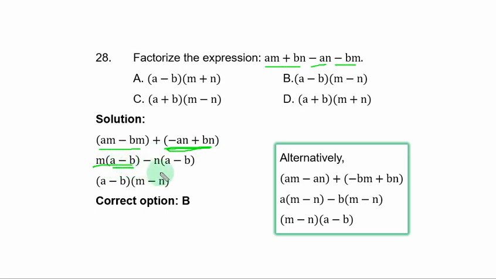What you have here must be the same as this. As such, you need to factor out minus n from here. You factor out minus n and divide through by minus n. You have a minus b. Clearly, a minus b is common, and you have m minus n. You can also do it this way by considering the first and third term to be one group and the fourth and second term as another group. If you factorize, you have the same result. Option B is the correct option.